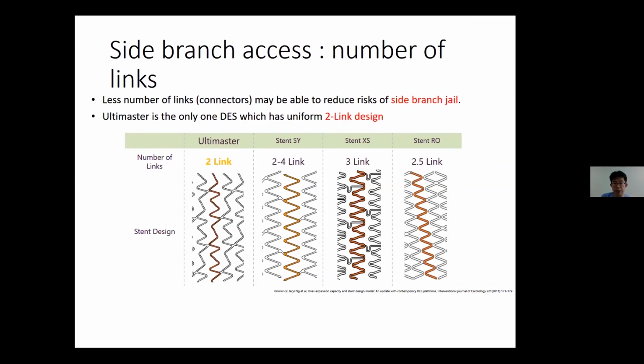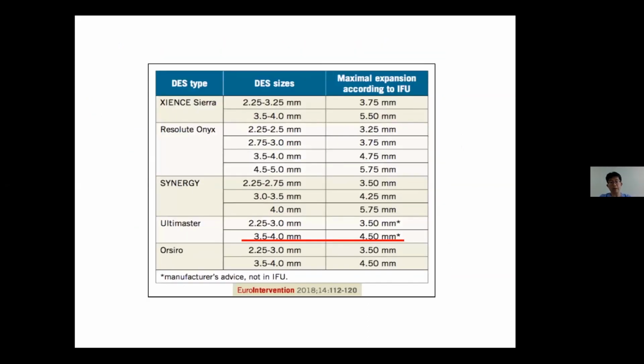But other stents are at least 2.5 in stent, 2-ring stent size. A smaller number of links may reduce the risk of side branch jailing. Jailed stent strategy is no good. It means a 2-ring stent is better. In EuroIntervention, another paper tells us the Ultimaster stent is opened at most to 4.5. However, LMT size in some cases is 5.5 or 6 millimeters. So as for Ultimaster size, it is not a good choice for the LMT.